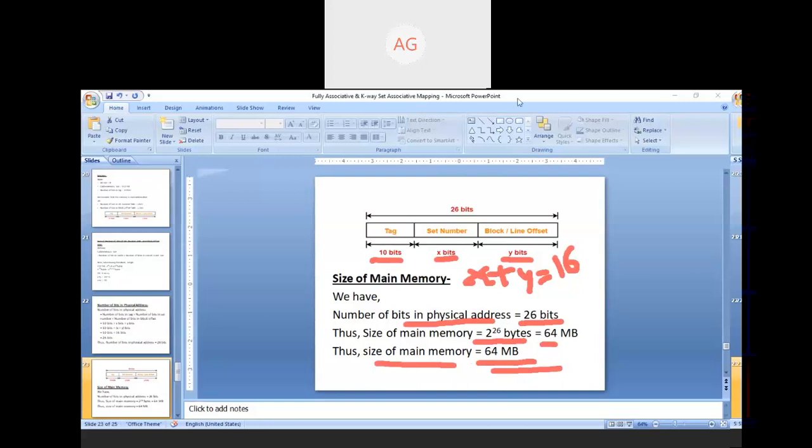Do all of you understand this, how we find out the size of the main memory? Just write in the chat box. Okay, so moving to the next slide.